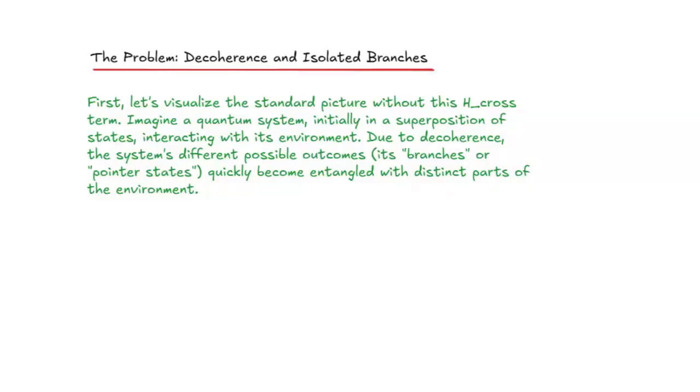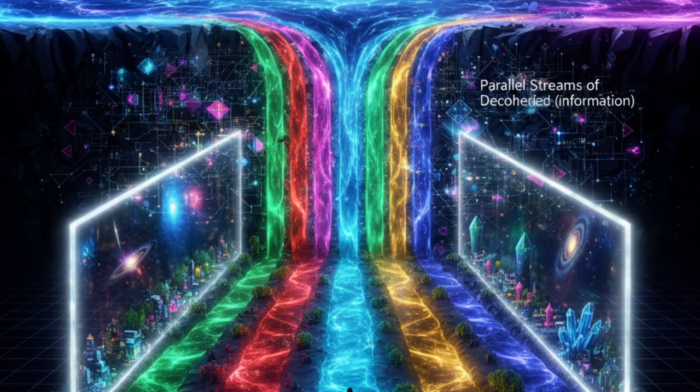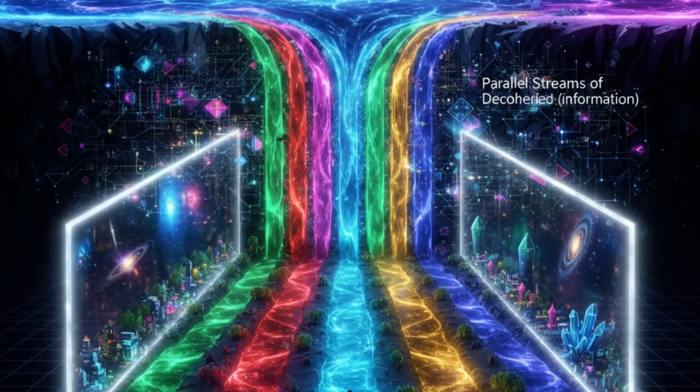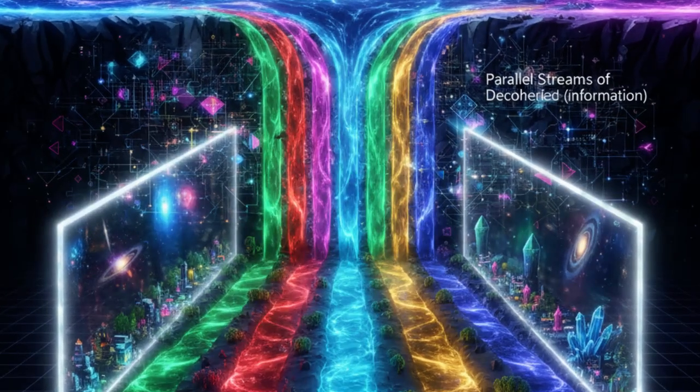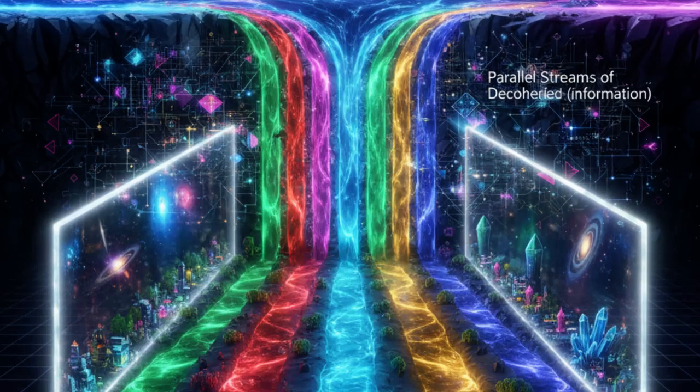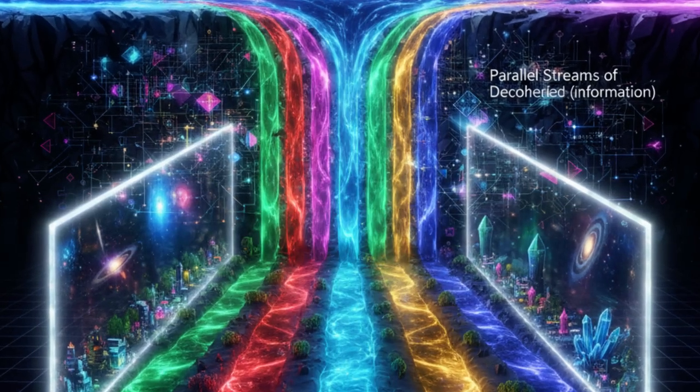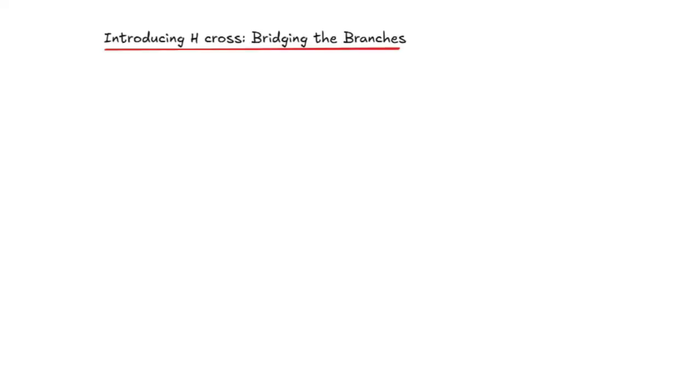the environment. Think of it like a river splitting into many separate streams. Each stream represents a different branch of the quantum system, and once they've split, they typically flow independently, never merging or exchanging information. Introducing H-cross, bridging the branches. Now let's introduce the H-cross term. This Hamiltonian acts like a series of bridges that connect these previously isolated streams.